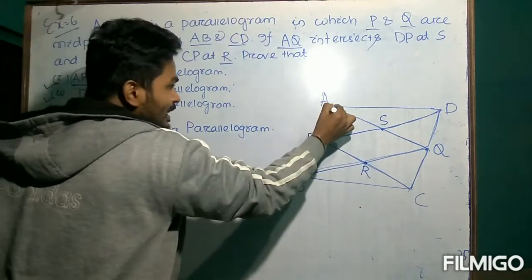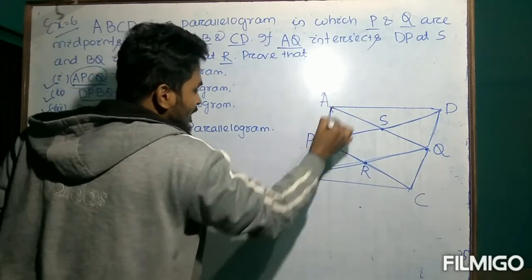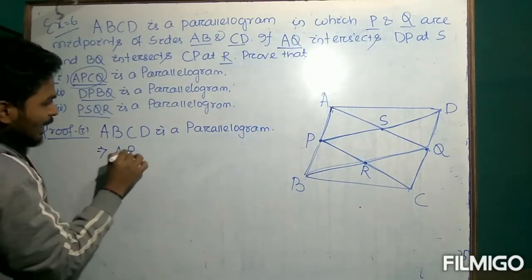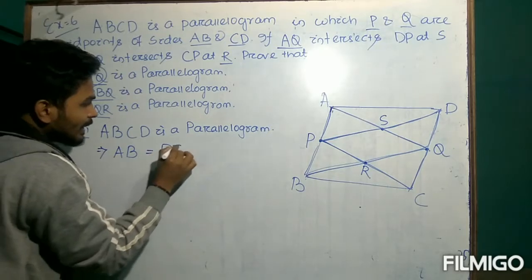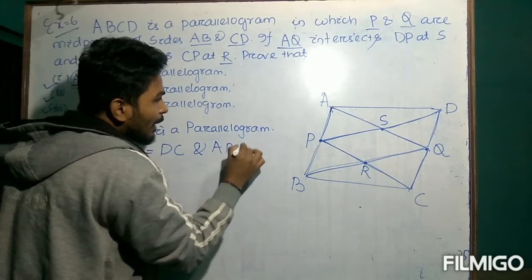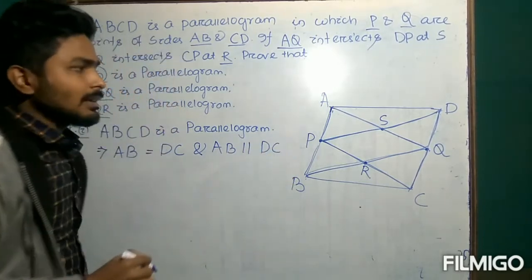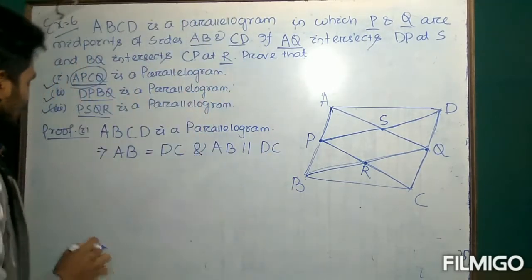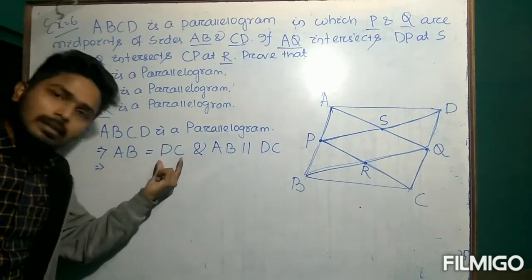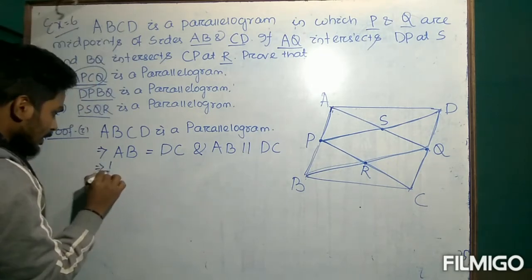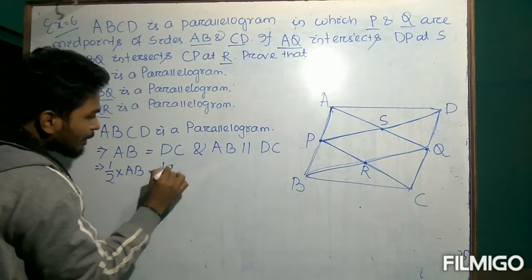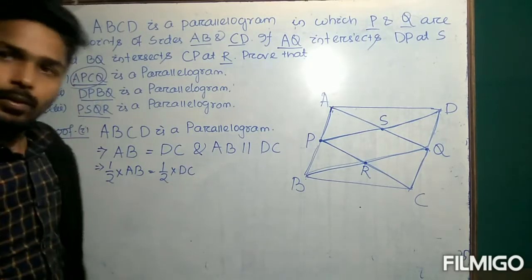So for our convenience, we can take only one pair of sides. Let's say AB and DC. So we can write AB is equal to DC, and AB is parallel to DC. Is it clear? Then we'll multiply half on this side and on this side. Multiply half on both sides. So half into AB, similarly here half into DC. Understood?